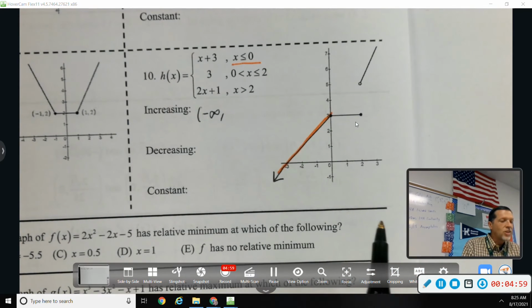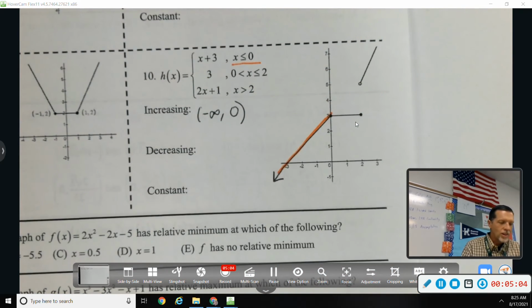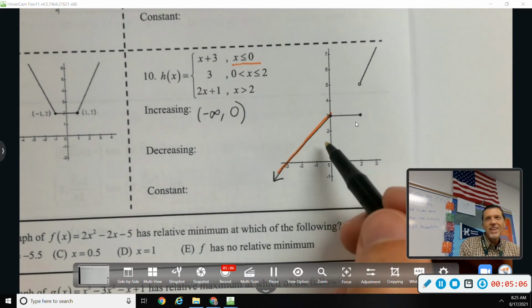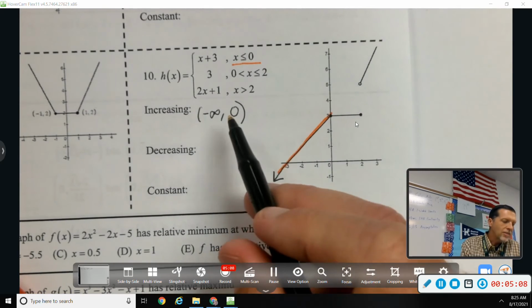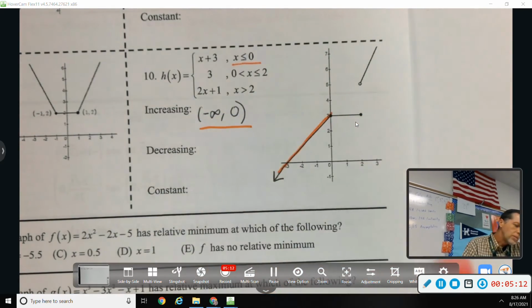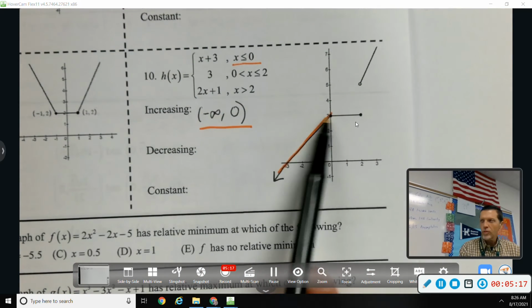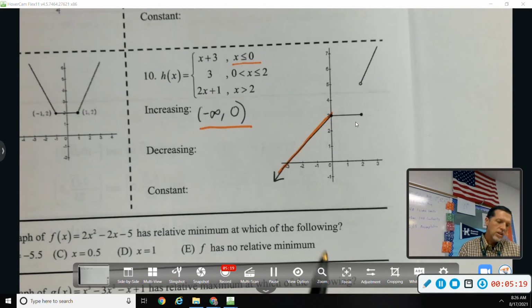0. Good. Nobody said 3, right? Because these are x values. It increases up to 3, and so it's easy to get confused, but I want to give x values for my interval. So it's increasing from negative infinity to 0. And again, I don't want to include 0 because at 0, that's where it's changing.